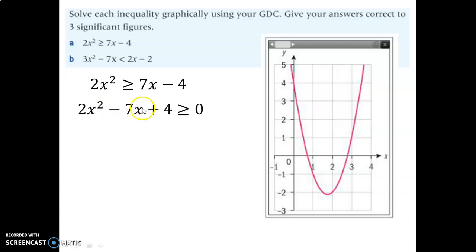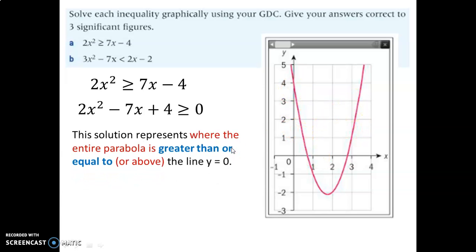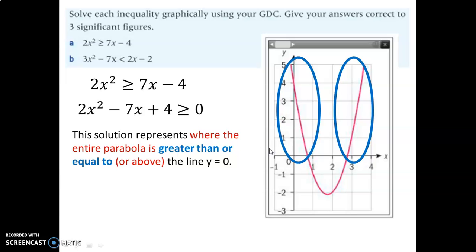And then you're looking for when this parabola is greater than or equal to 0. So when is this parabola above the line y equals 0? Well, over here and over here, right? So the solution represents when this parabola is greater than or equal to this line, and that means right there and right there. So what are our solutions?